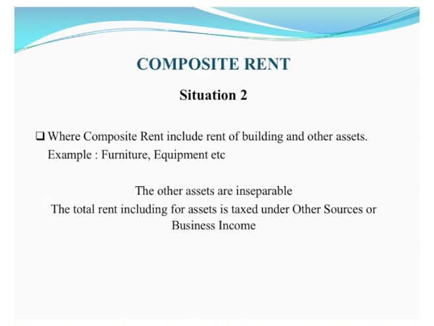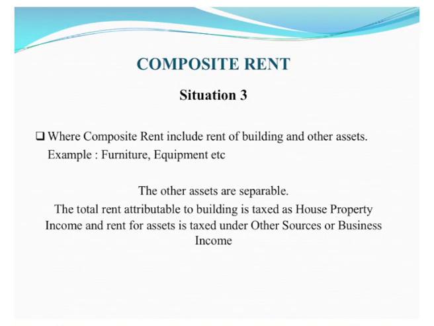Situation 2: where the composite rent includes rent of building and other assets, that means where they are inseparable, then they are taxed under the head income from other sources. Situation 3: where the composite rent includes rent of building and other assets, when they are separable, then the portion of the rent attributable to the building is taxed as house property income, and the rent for other assets is taxed under the head income from other sources.